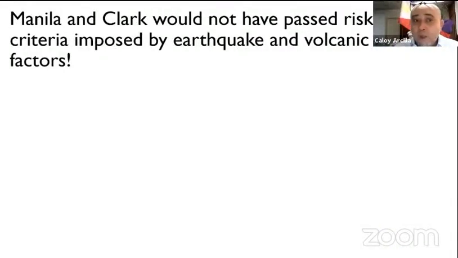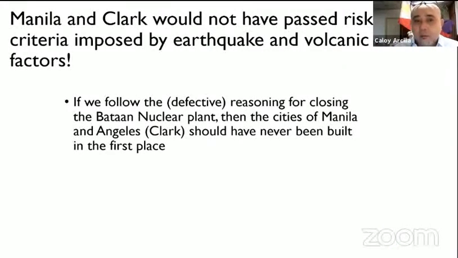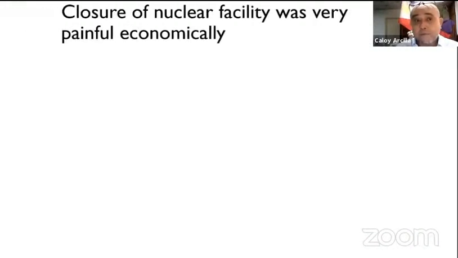So if we follow the defective reasoning for closing the Bataan nuclear plant as saying it's also a volcano, then the cities of Manila and Angeles Clark should never have been built in the first place. Clark had a Pinatubo eruption last 1990, about 30 years ago.